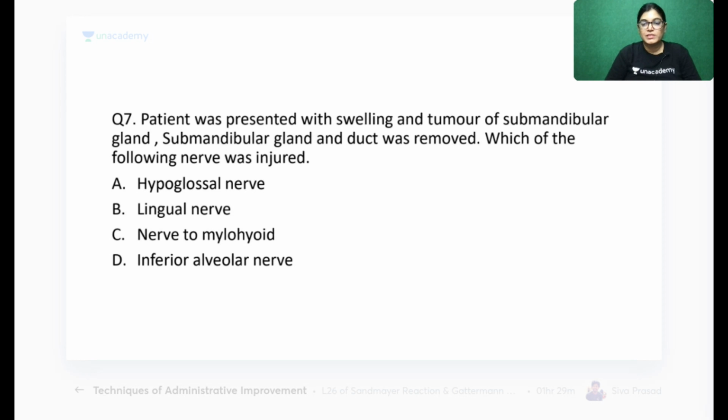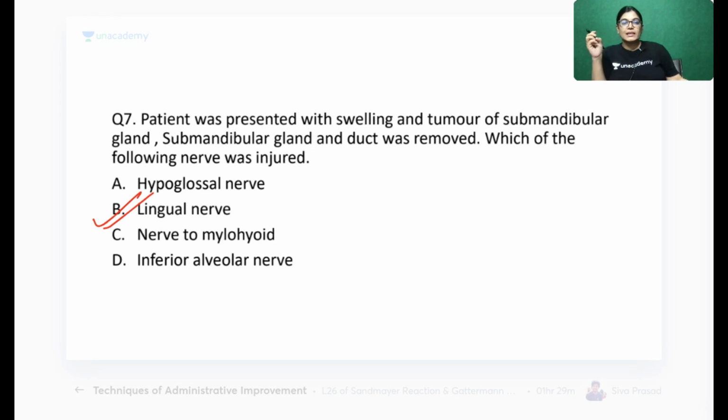Anyone who wants to give the answer can write it in the message box. Whichever you feel is the correct answer. Lingual. So we see Shweta. Shweta, absolutely right. Lingual nerve is the correct answer.